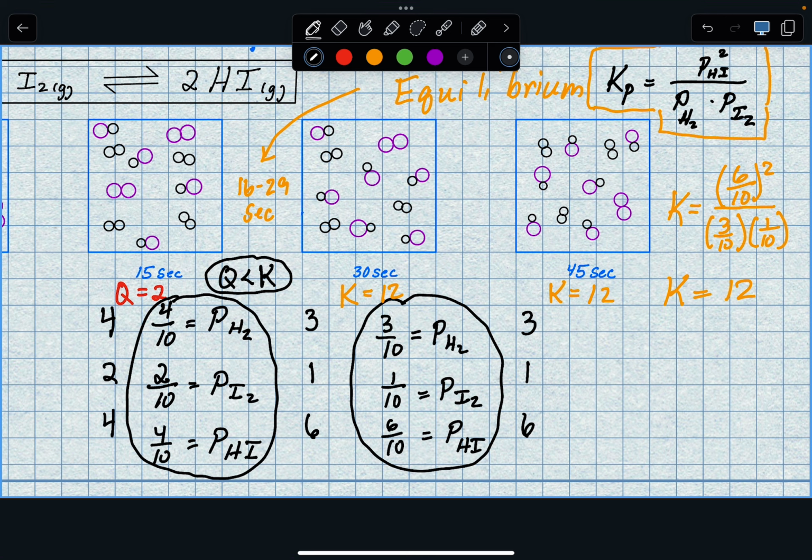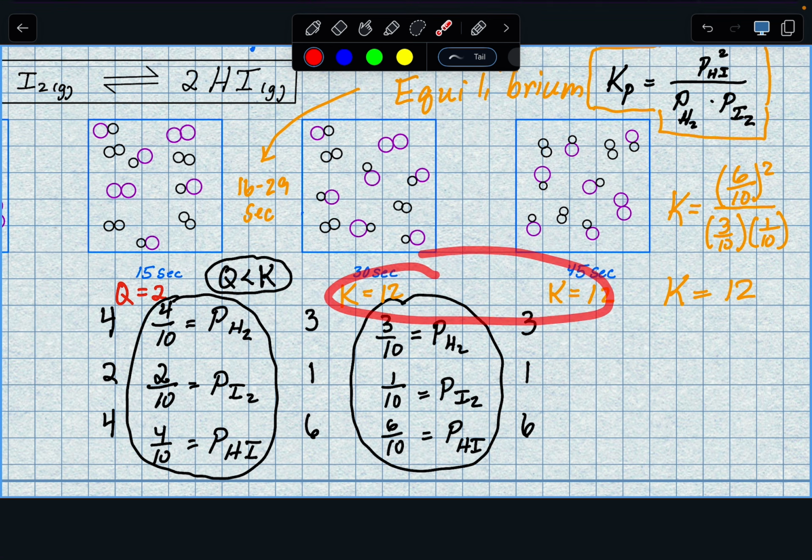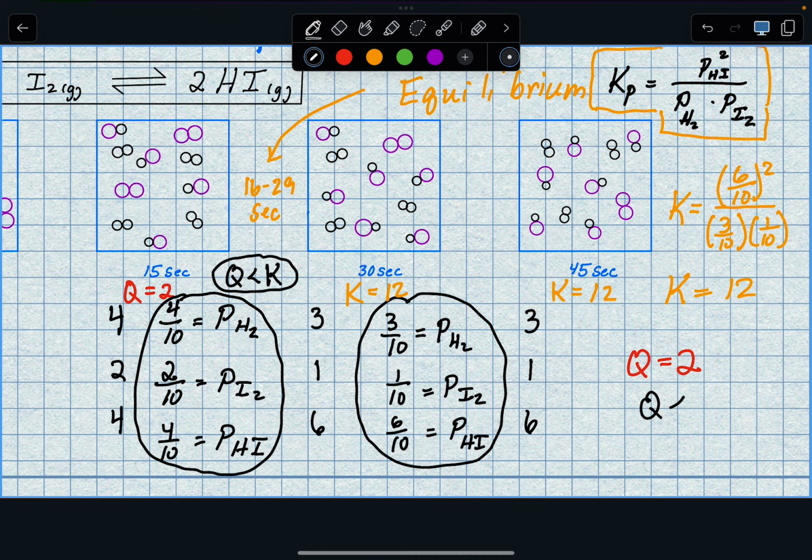So if this is the K value, then definitely, if you calculated it, it's the same between here and here. I'll count the particles again if you need me to. However, we can see that if you actually calculate, Q was 2 and K was 12, so then we can see why these two go together. At 15 seconds, our Q is definitely less than our K, and we had to make more products.